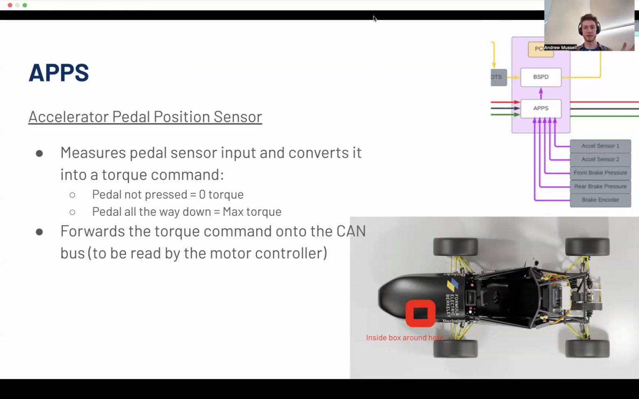We take this torque command, and the microbasic on the APPS reads the sensor position, has a command torque function, and the output is how much torque you should command. That goes onto the CAN bus, and then the inverter or the motor controller reads that, and that is what does all the actual high voltage commanding of the motor.